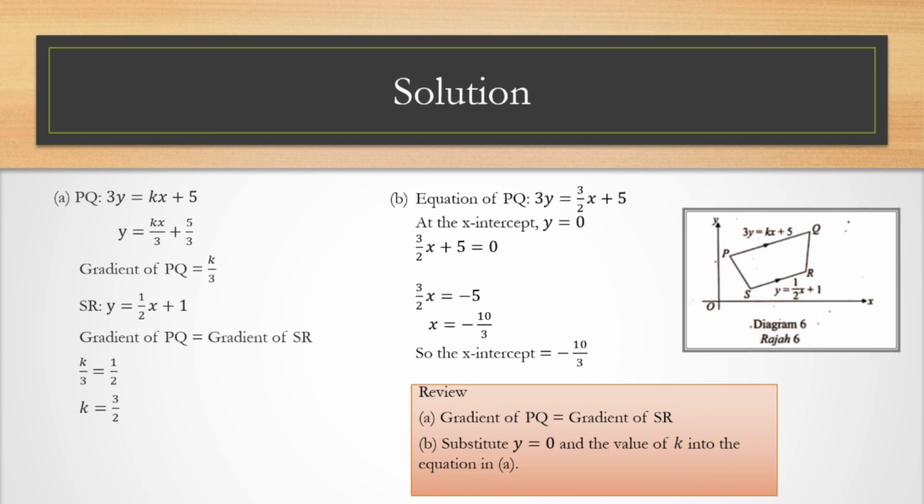Next, B. We want to find the x-intercept of the straight line PQ. At x-intercept, y equals to 0. We substitute y equals to 0 into the equation of line PQ and get that x-intercept, which is x equals to negative 10 over 3.